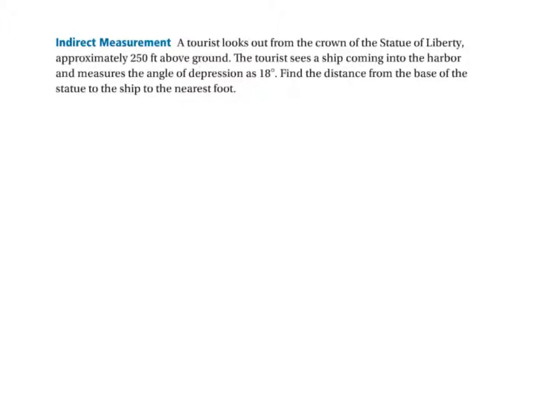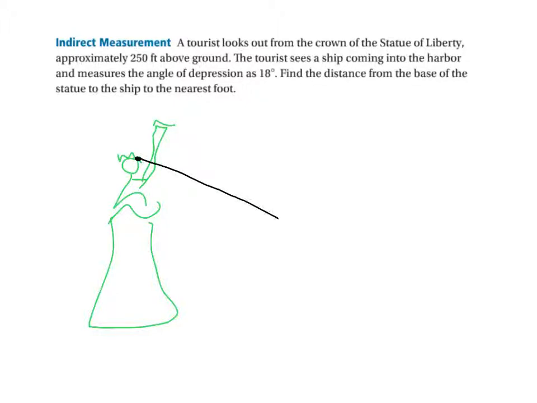Okay, so here we go. We're going to draw the Statue of Liberty. There's the torch, whatever. Okay, all right, so that's beautiful. Here's my person standing on the, I should draw the crown, okay. The person is standing inside the crown there, and they are looking out at a ship out here.